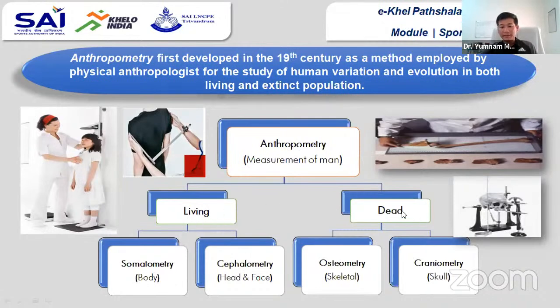And similarly, in the dead, one is craniometry. You might have heard about cranial capacity. From the cranium, the skull, craniometry deals with the skull part. And apart from the skull, there is osteometry. Osteo means bone, the skeletal part other than the skull. So these are studied in osteometry. Maybe your femur length, humerus, scapula, any part of the bone is measured under this, except the skull. The skull part is studied under craniometry.